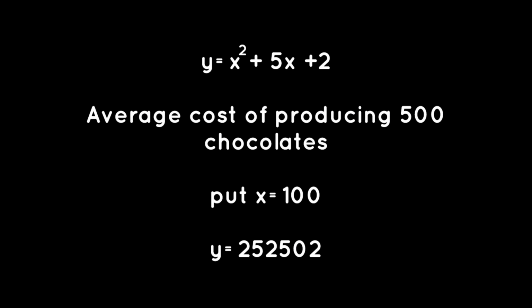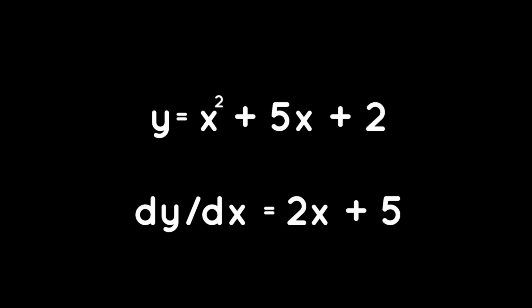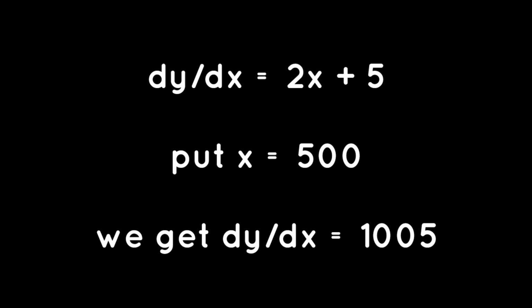But we require the exact cost price, which is the instantaneous rate of change of y with respect to x. We can find the derivative of the function y in order to find this. When we differentiate the function y with respect to x, we get dy by dx equals 2x plus 5. If we substitute x equals 500, we get the cost price of the 500th chocolate. In this case it is 1,005.